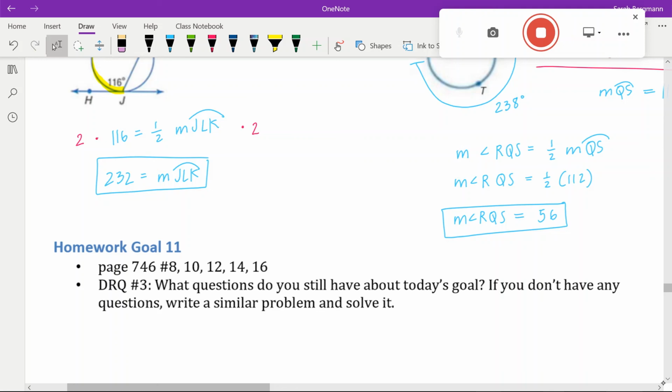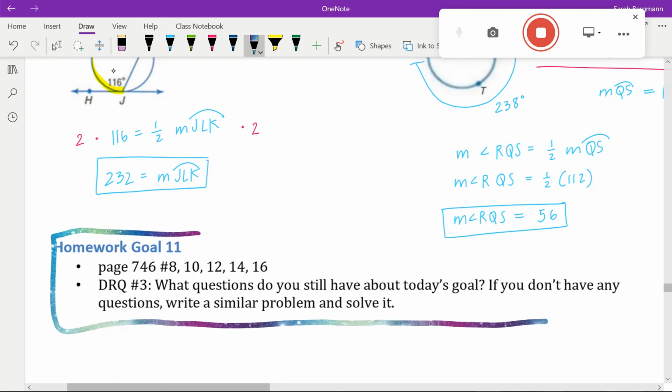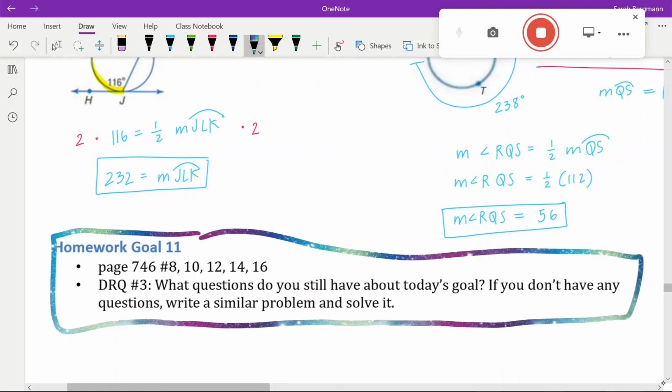And finally, your homework tonight is on page 746. You have numbers 8, 10, 12, 14, 16. Your reflection question tonight is to tell me what specific questions do you still have about today's goal. Don't just tell me you need more practice.